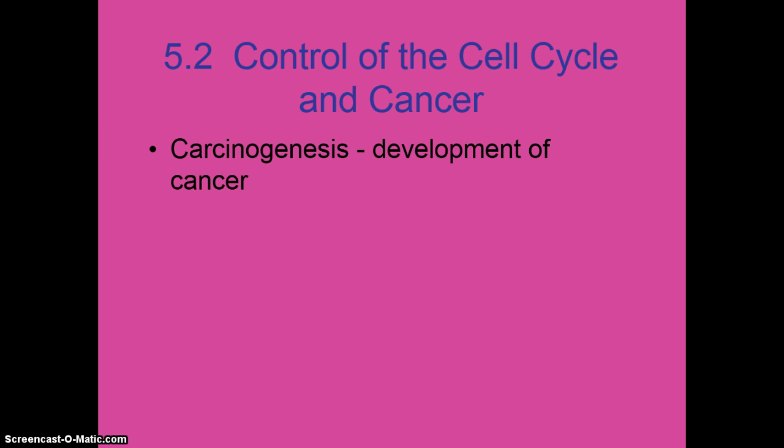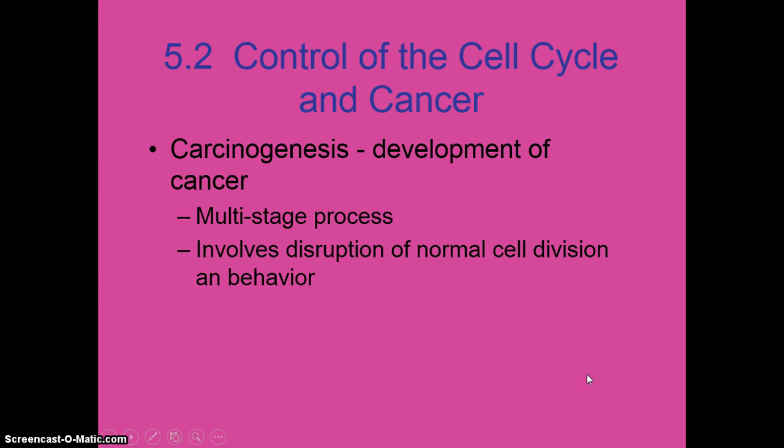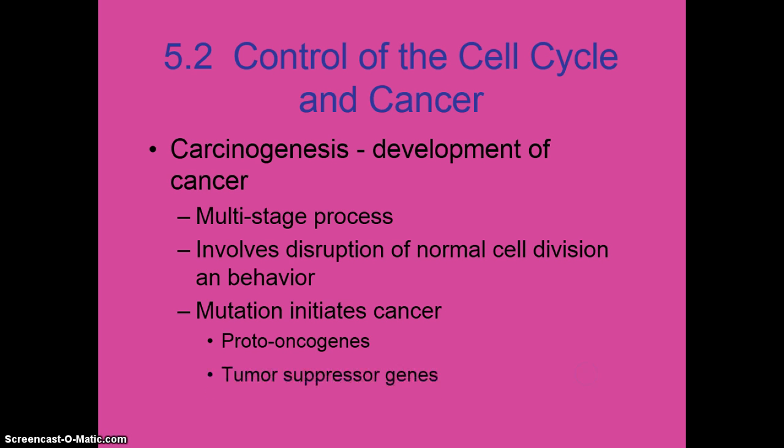You've heard of carcinogens. Well, carcinogenesis is the development of cancer. So if a carcinogen causes cancer, carcinogenesis, or the beginning of cancer, is what this word breaks down into. It is a multi-stage process, and what happens is normal cell division is disrupted and mutations initiate cancer. We're going to talk about proto-oncogenes and tumor suppressor genes.